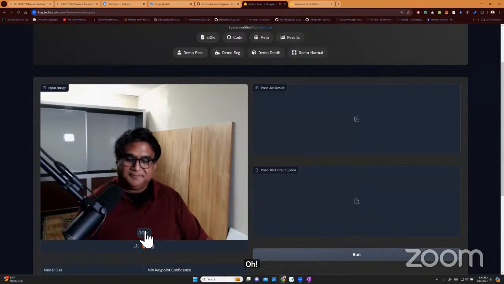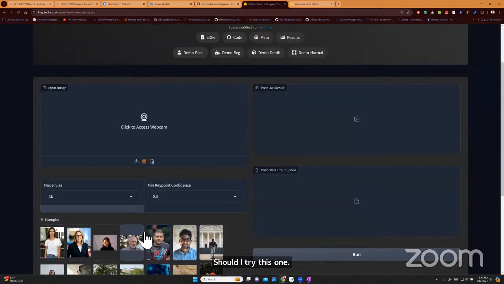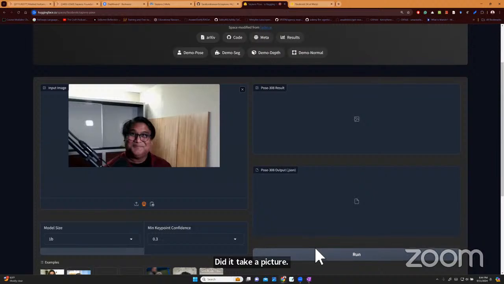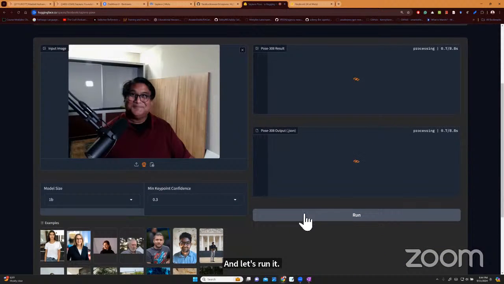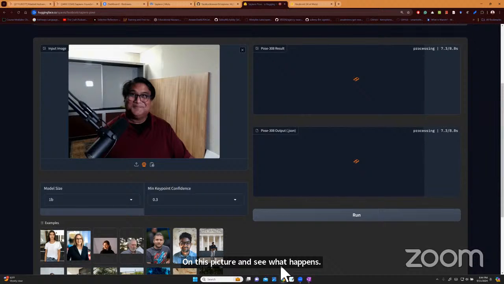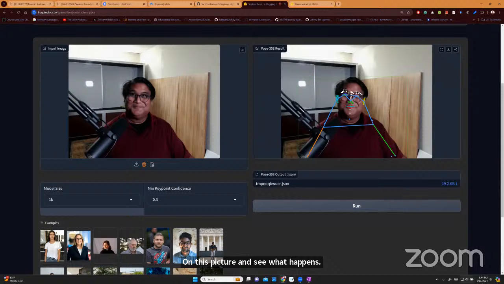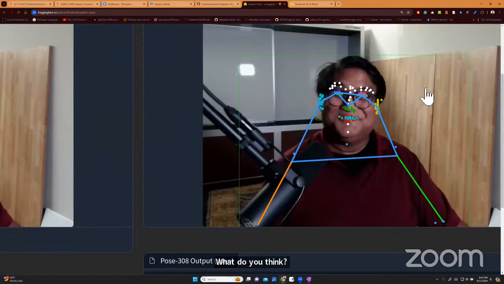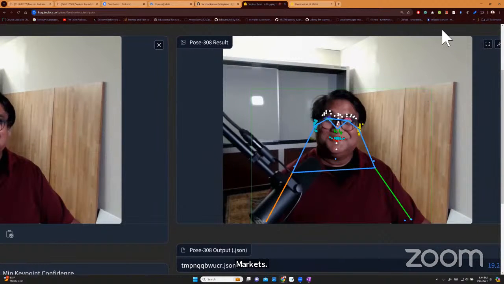Should I try this one? Go for it. Did it take a picture? Let me see. There we go. And let's run it on this picture and see what happens. What do you think? Very good. So this speaks to the generalizability of these models, Sapiens models. It seems to do it very well, isn't it? Right? Though I wish it had shown me with broader shoulders. No, I'm kidding.